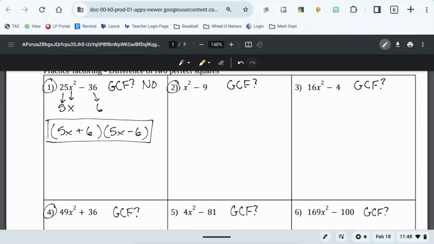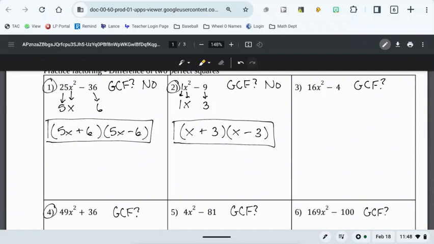Next one. Again, there is no GCF. We do have x squared, and there is a 1, right, an invisible 1 in front of the x squared. And 1 is a perfect square, and x squared is a perfect square. So the square root of 1 is 1, and the square root of x squared is x. So we have 1x plus, and we're going to have 1x minus, opposite signs. The square root of 9 is 3. And there we have it, x plus 3, x minus 3.